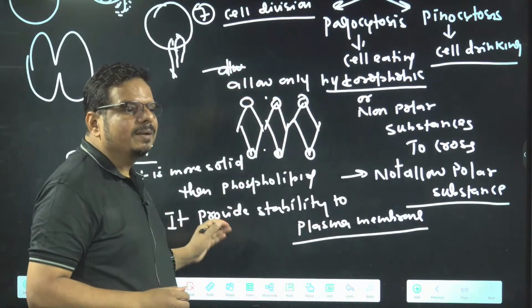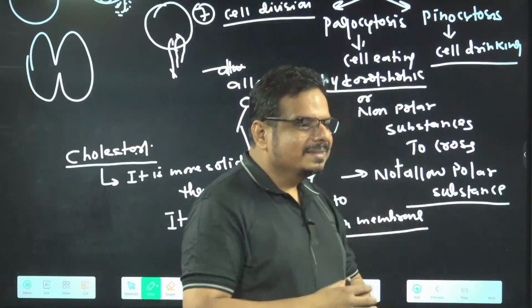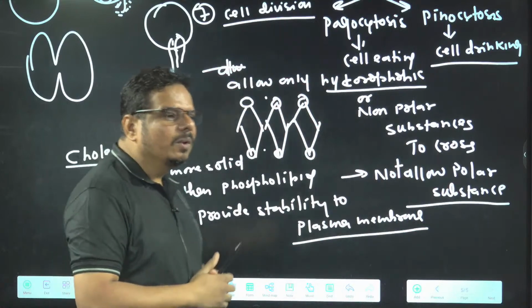Plasma membrane, not movement, means stability. One student writing means no movement, sir. Let me clarify in a better way. If cholesterol is not there, what happens?